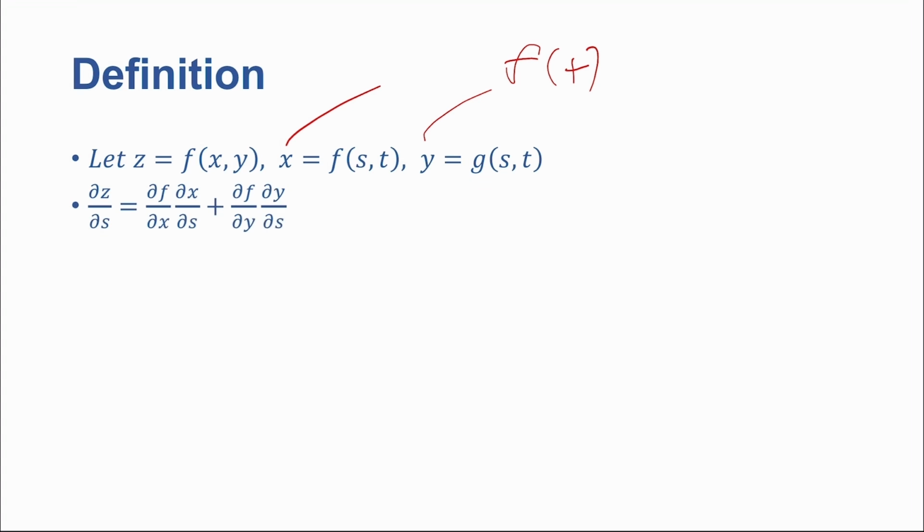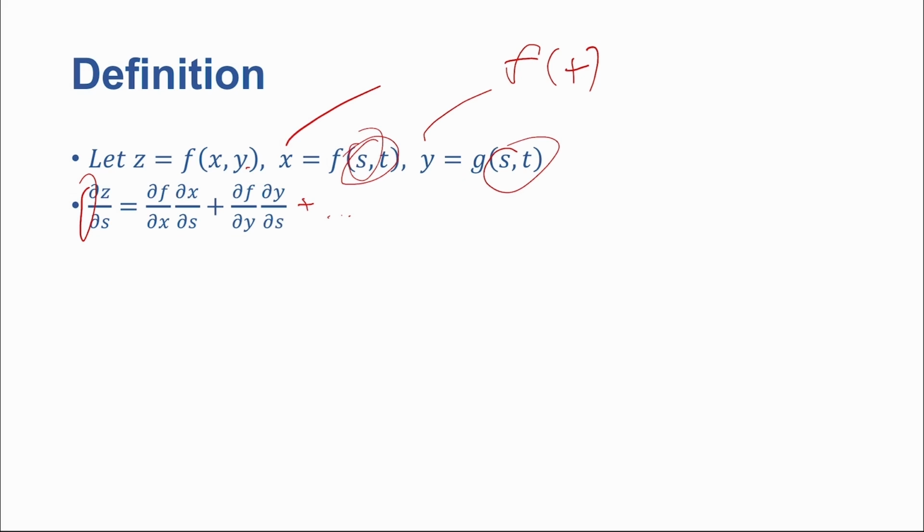But anyways, given this, the derivative of z, my function, with respect to one of these variables, s, note that these need to be partial derivatives now because these are both functions of two variables. So partial z partial s is now equal to partial f partial x, partial x partial s, plus partial f partial y, partial y partial s. You could probably tell if we had more variables in this function, we'd just be adding more of these, and we'd be taking more partial derivatives.